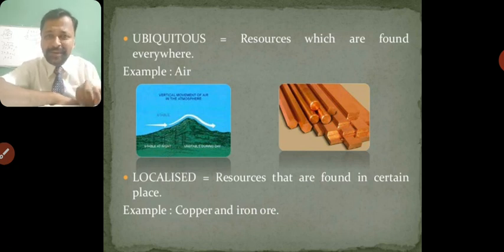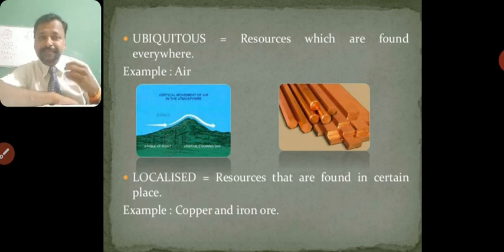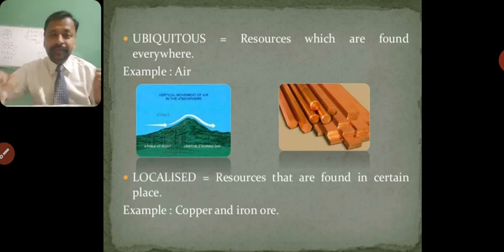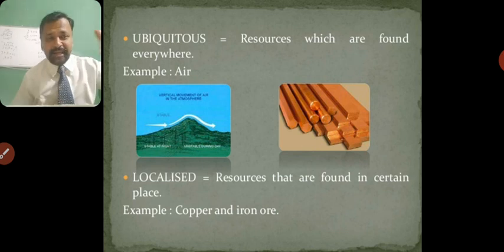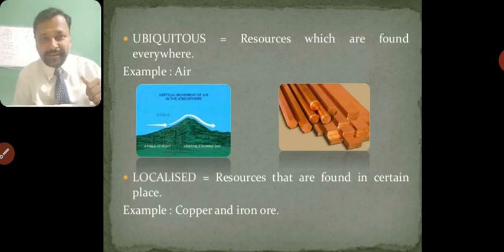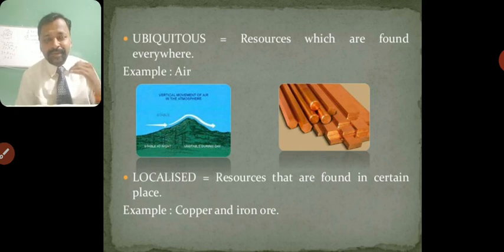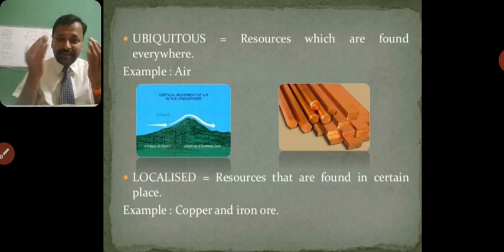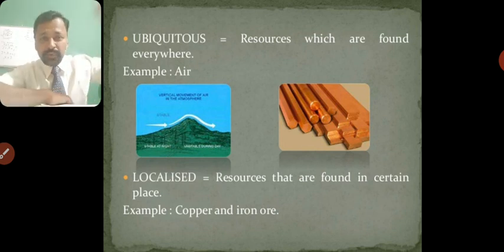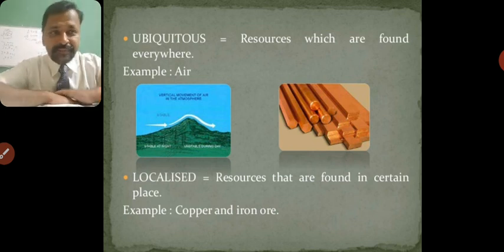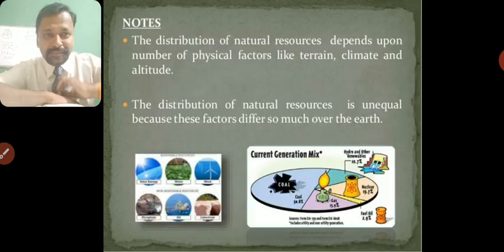Localized resources are found in certain places. Examples are copper and iron ore. We have other examples like petroleum, natural gas, bauxite. Bauxite is a raw material of aluminium. These are called localized. I cannot dig a hole in front of my house and take coal out of it, but I can go out and take sunlight. Sunlight is there for me, air is there for me, that is ubiquitous. But for localized, I have to go to some special place where I can find this.